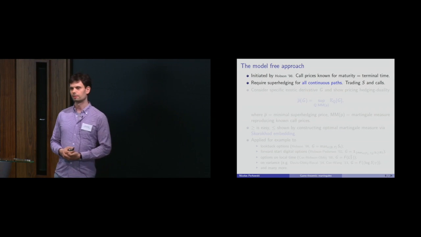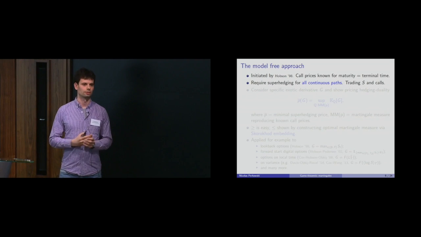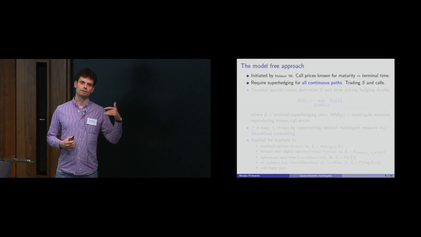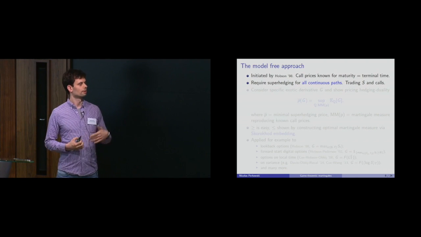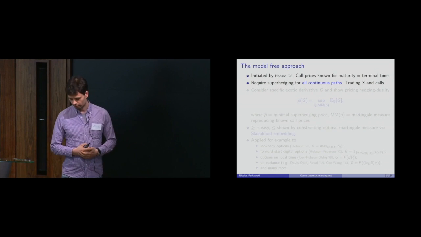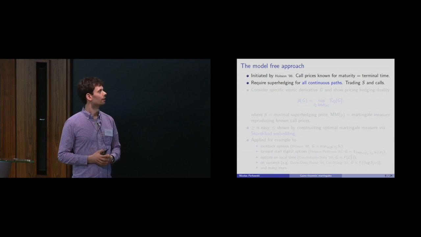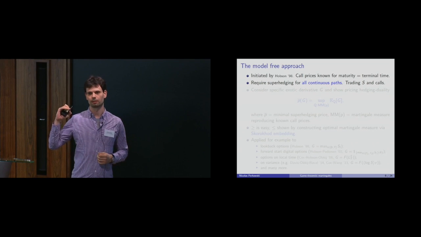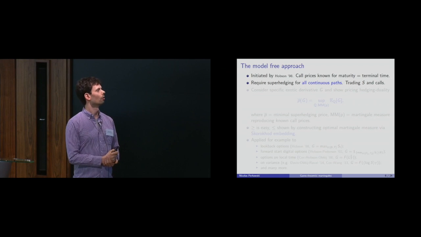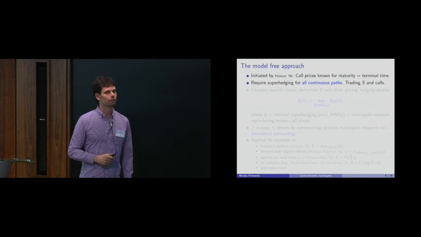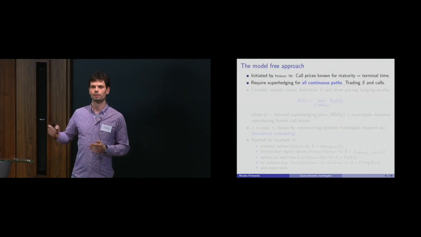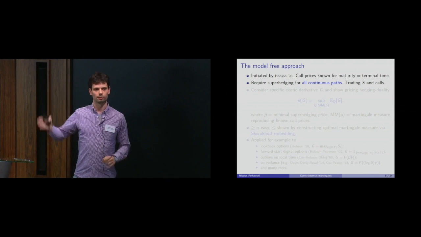Okay, and then the model-free approach tries to eliminate this, tries to not choose one specific model anymore. Or okay, we'll see in a second, you still choose a model, but it's somehow adapted to the situation at hand. So in the model-free approach, you now say you don't want to hedge anymore outside of a null set, but you really want to superhedge on all continuous paths. And we assume again that call prices are known, but only at the terminal time. Not anymore the entire surface, but at the terminal time we know all strikes.